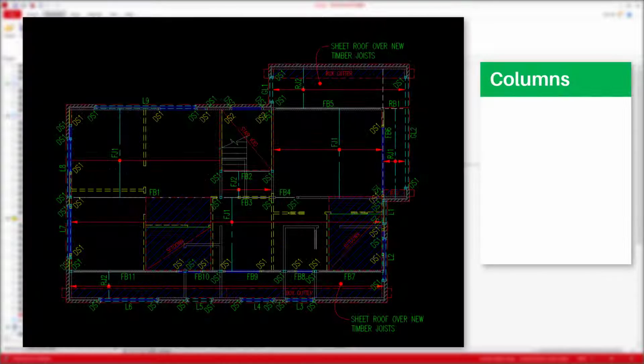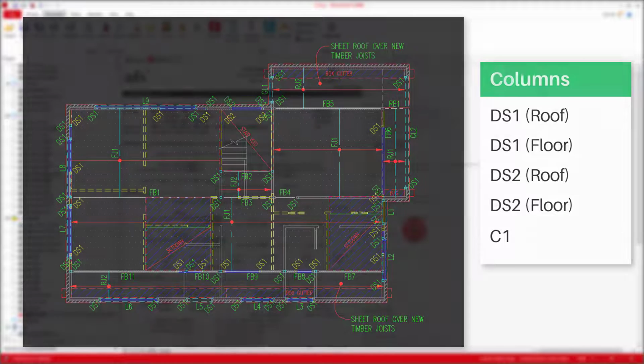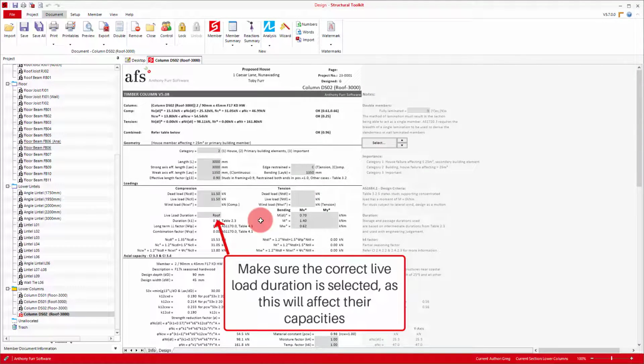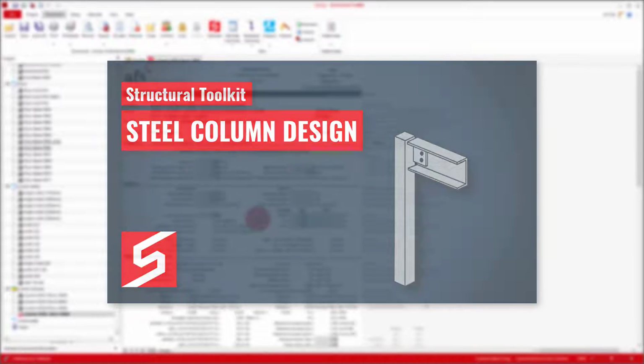So what we'll end up with is a DS1 roof and floor, DS2 roof and floor, and then at least one steel column. We'll skip ahead to our timber column designs being done, as we covered this in our previous video. With our timber columns complete, we can see we have 4 different types, each with their own capacities. Next is our steel column. We've done a video on this module previously, so refer to that if anything is unclear.